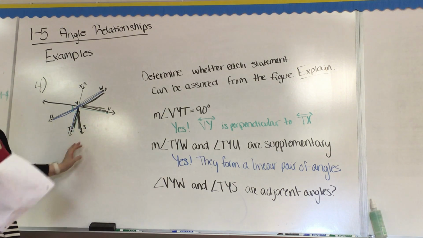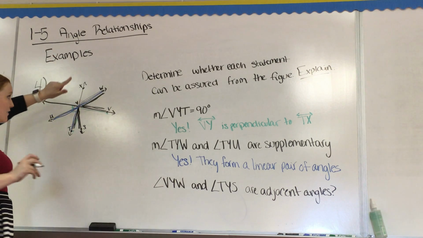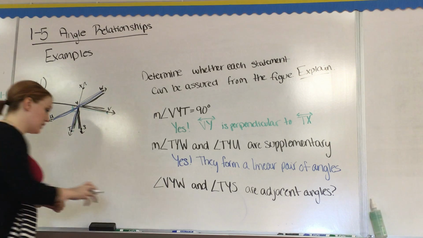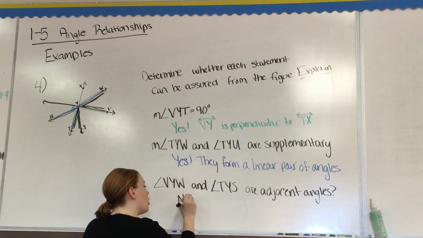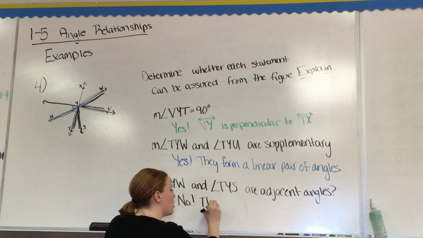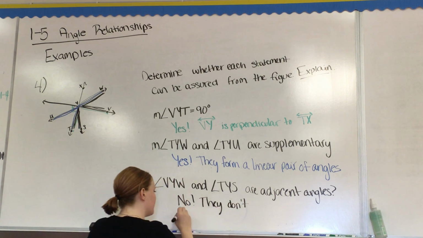Okay, so for them to be adjacent, remember that they have to share a vertex and they have to share a side. Whoops, they don't share a side, so this is a no. They don't have a common side.